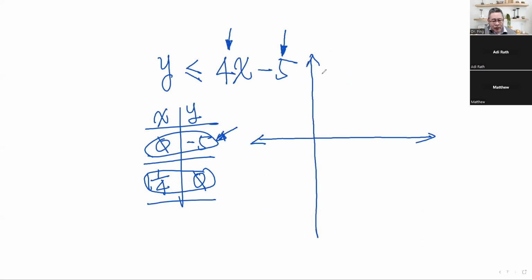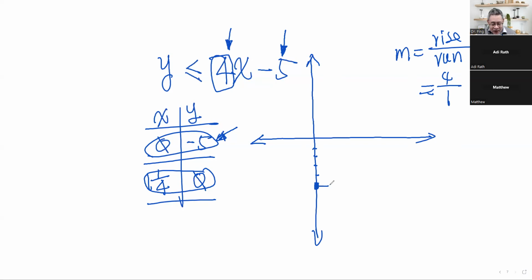Okay, first of all, we're looking for the y-intercept. 1, 2, 3, 4, 5. And we know the slope is 4, and we know the slope is rise over run. So equal to 4, we can write as the ratio 4/1. That means the run is 1, the rise is 4. So the run is 1, which is the horizontal distance, then go up by 4. 1, 2, 3, 4. So that's the second point. Then we can graph it like that.